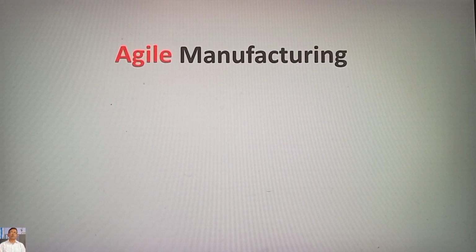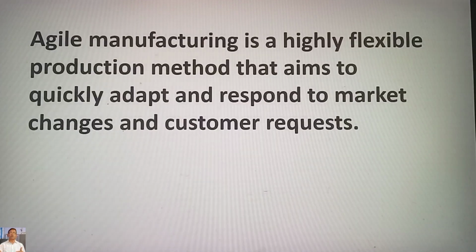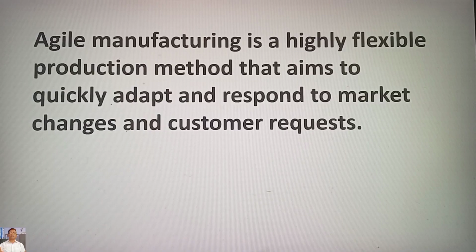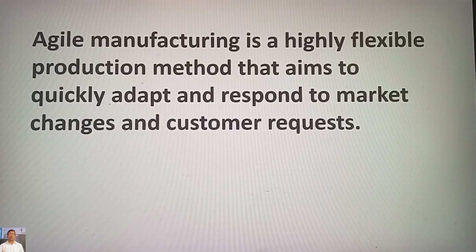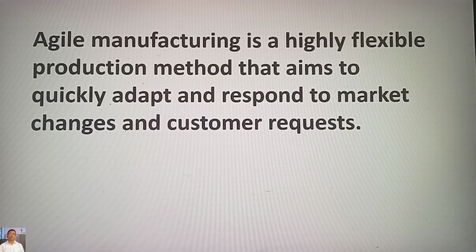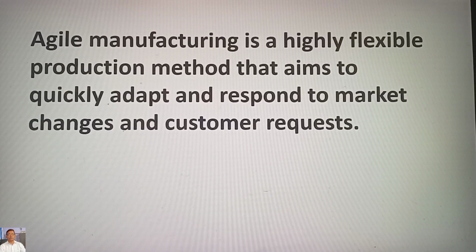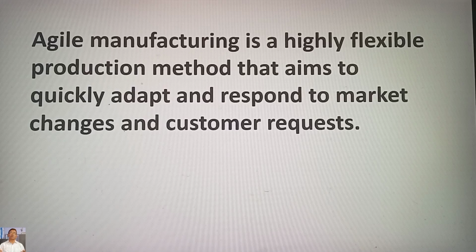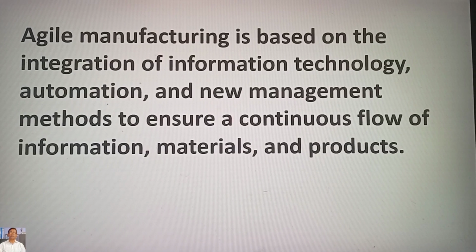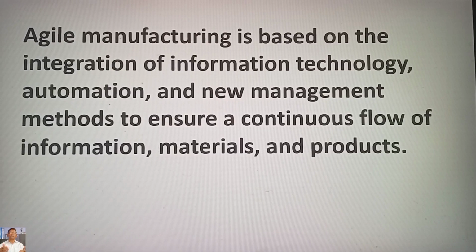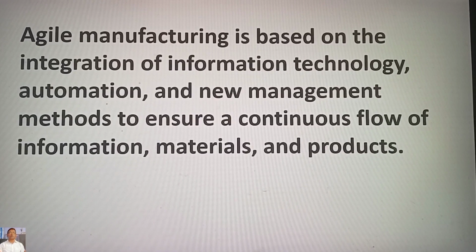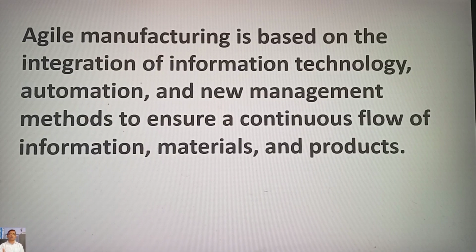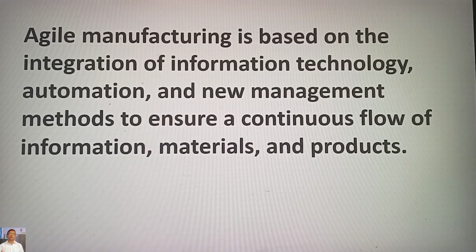We will discuss Agile manufacturing. Agile manufacturing is a highly flexible production method that aims to quickly adapt and respond to market changes and customer requests. It focuses on increasing productivity, reducing manufacturing times, and improving product quality by utilizing sophisticated technology and processes. Agile manufacturing is based on the integration of information technology, automation, and new management methods to ensure a continuous flow of information, materials, and products.